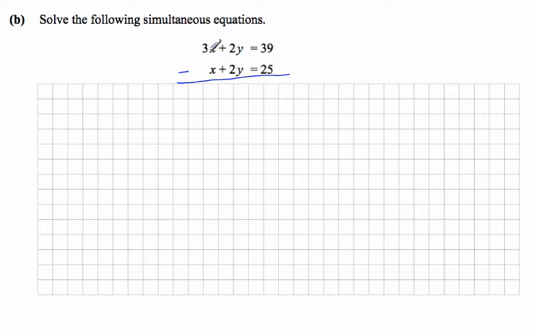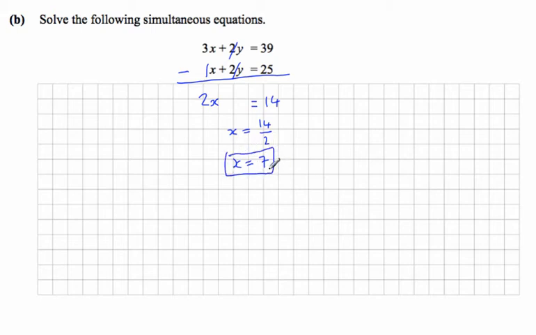the y's. So 3x minus x, remember x is the same as 1x, so 3x minus 1x is 2x. 2y minus 2y is 0, so they cancel. And 39 minus 25, we line the equal sign up, 39 minus 25 is 14. So we have 2x is equal to 14, which means x is 14 over 2, which means x is 7. So that's my first answer.